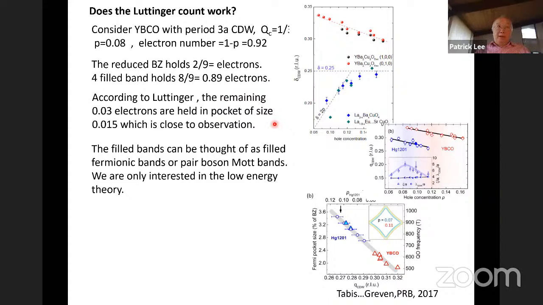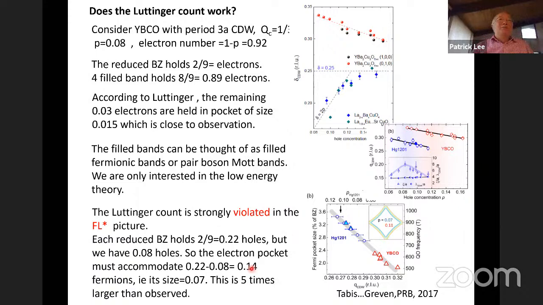Okay, in this way. Now, the filled band can be thought of as a filled fermionic band. Now, the picture is a filled Mott insulator band, but it doesn't matter. We're only interested in low energy physics. Now, it's interesting to note, this is something I have to confess I noticed only yesterday, that if you play the same game, the Luttinger count is strongly violated in the Fermi liquid star picture. Okay, so remember, there were two scenarios. One is this more exotic one where the Fermi surface has area P. And now we can go through the same exercise. Now, the reduced zone hosts 0.22 holes, just as before.